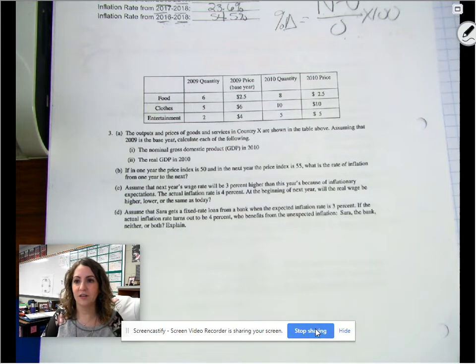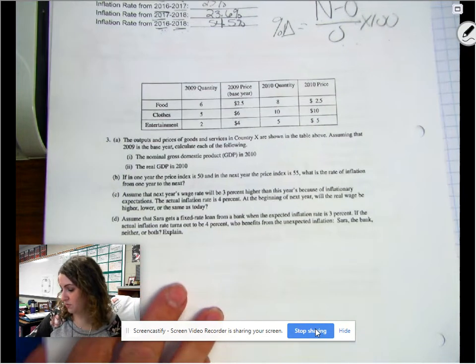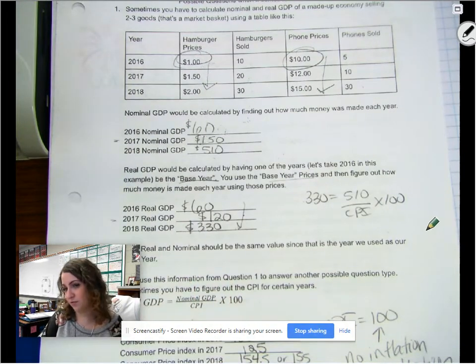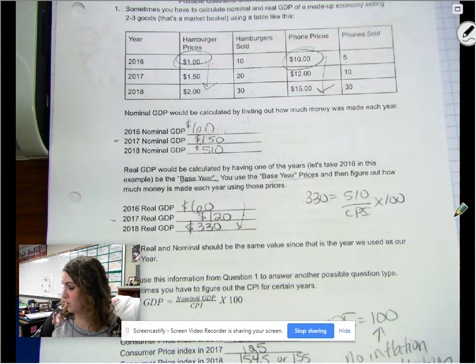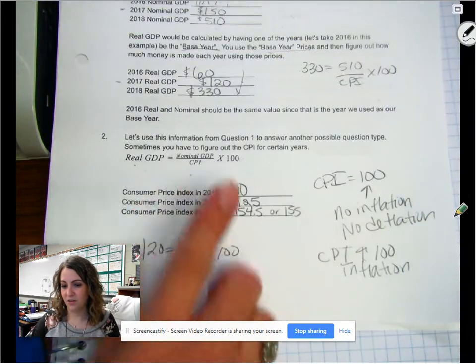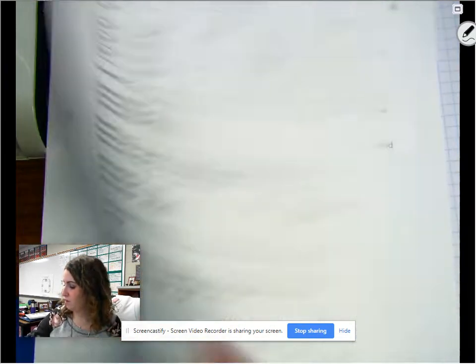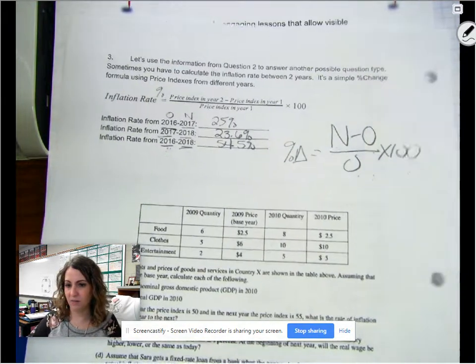So hopefully this made sense and it wasn't too difficult. I know doing mental math can be difficult. This worksheet, hopefully you use a calculator, because there's no way you could have figured this out without one. Well, maybe not. I don't know.